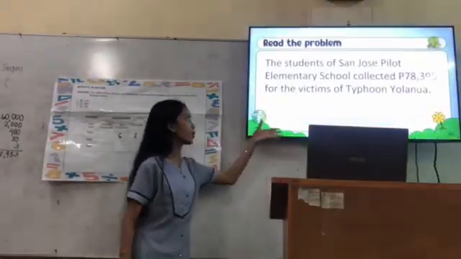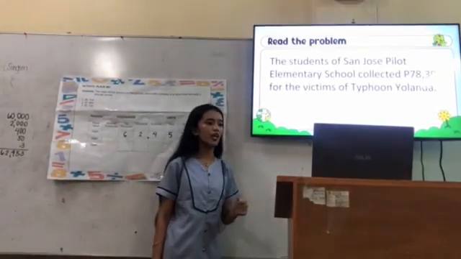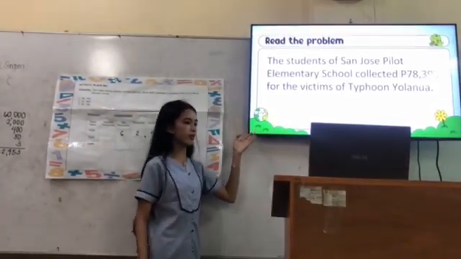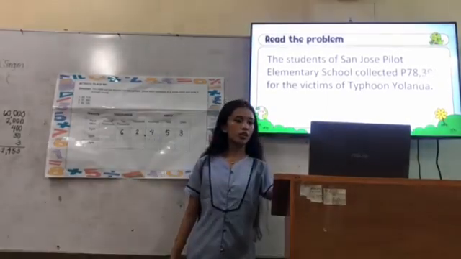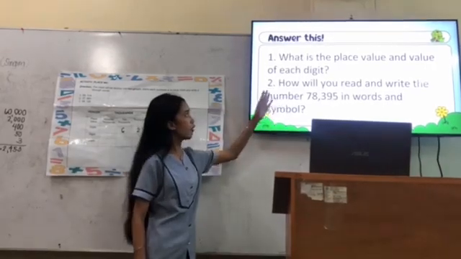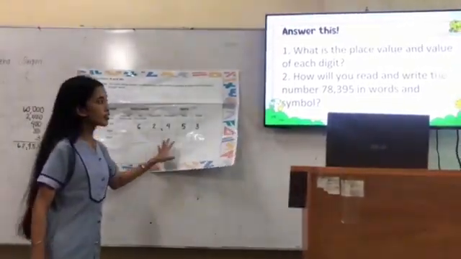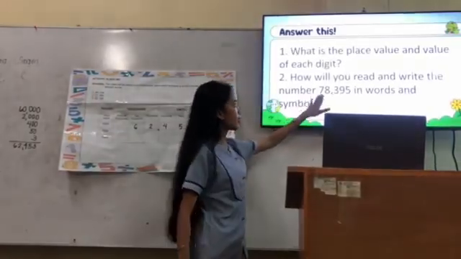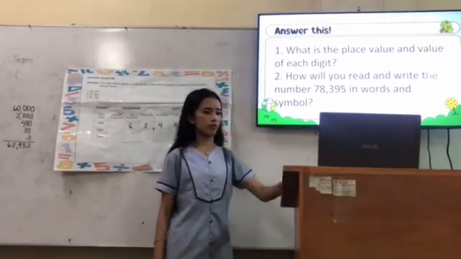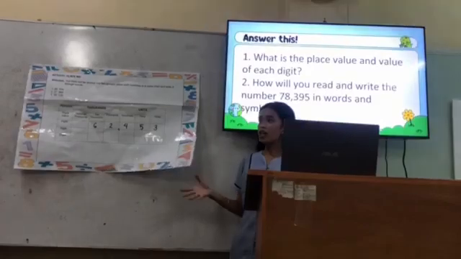We have here a problem. The students of San Jose Pilot Elementary School collected 78,395 for the victims of Typhoon Yolanda. All you have to do is place the value and value of each digit in our value chart and write the number 78,395 in words and in symbols. Okay, start now.